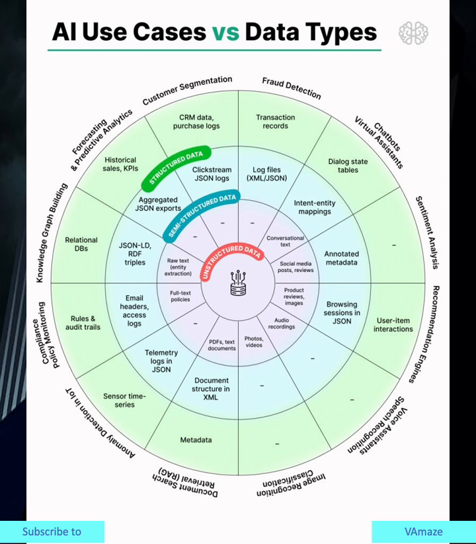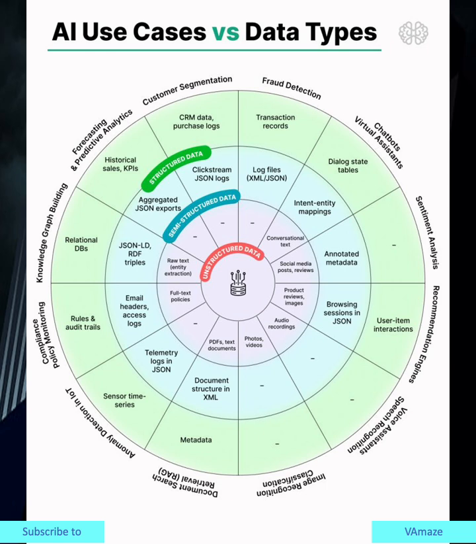The implementation reality: data quality determines AI success. The garbage in, garbage out principle. This diagram makes clear that AI use case success isn't just about algorithm selection, it's fundamentally about data readiness. The most sophisticated machine learning model will fail if fed poor quality data, regardless of the use case's theoretical potential.